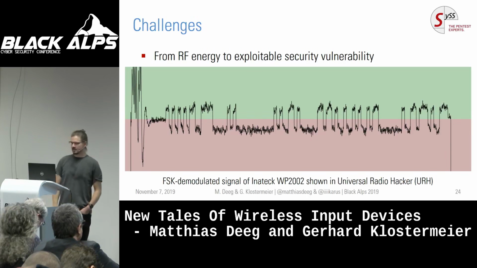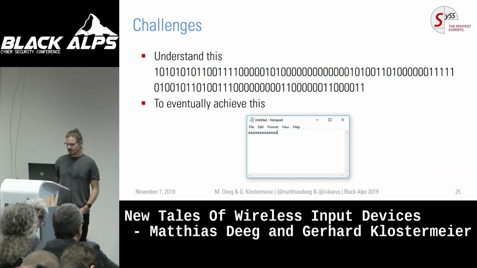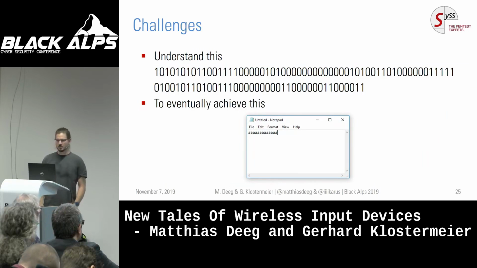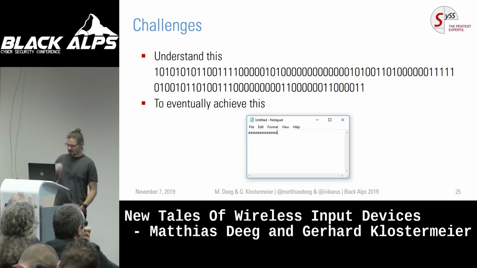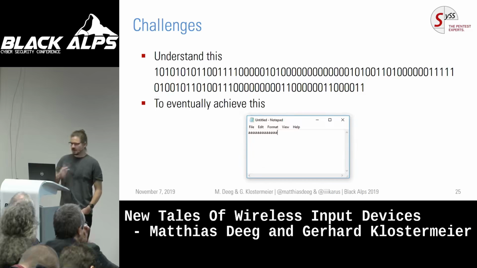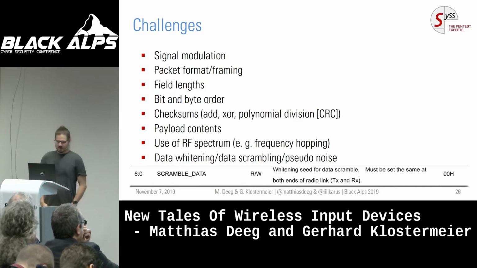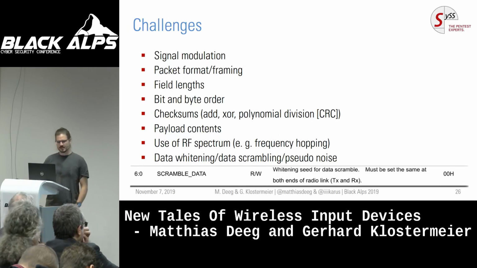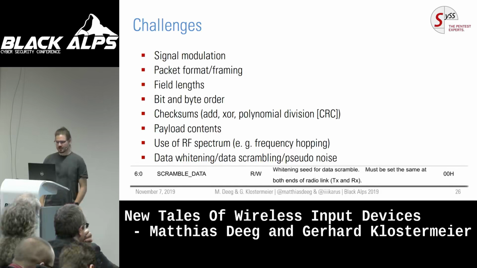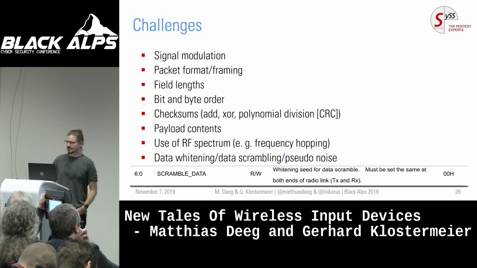You can see a digital signal here, but there's still a lot to do. We're guessing these are still just ones and zeros. How do you get from these ones and zeros to eventually understanding why a key A was pressed on the keyboard, for example? So the challenges are basically all this. We need to understand the signal modulation, the packet format, framing. We need to understand where packet length fields are, byte orders. Sometimes they're reversed. If there are checksums, how the checksums work. The payload field, of course, the most interesting. We want to understand where the actual key A or key B that was pressed on the keyboard is.